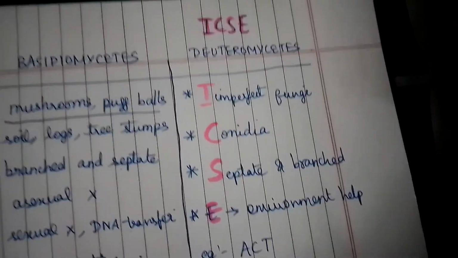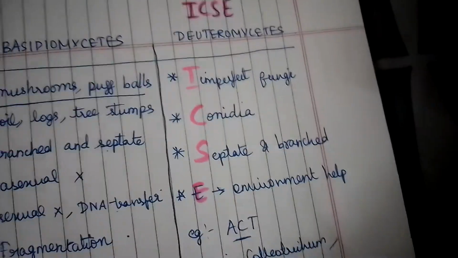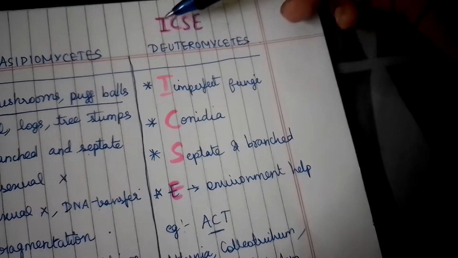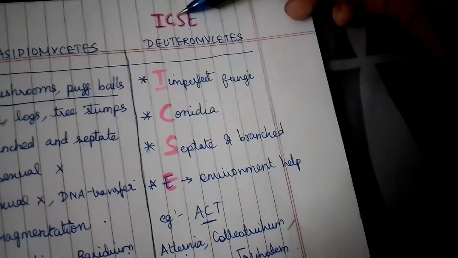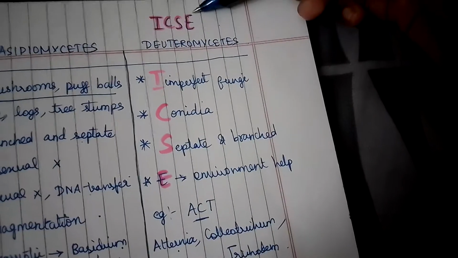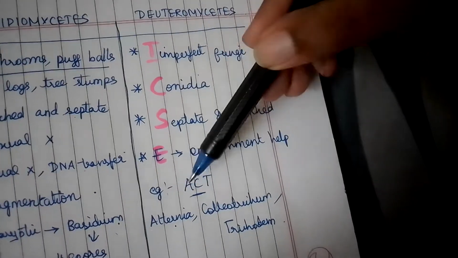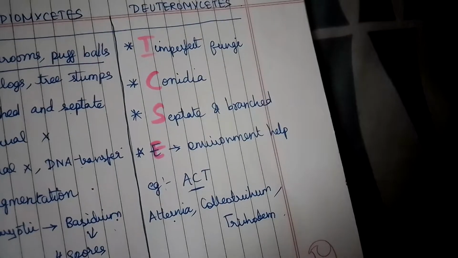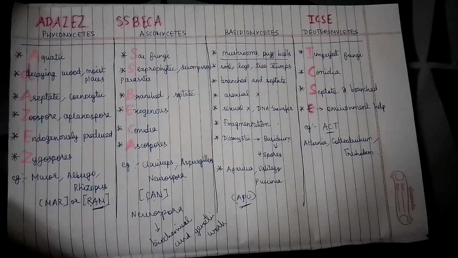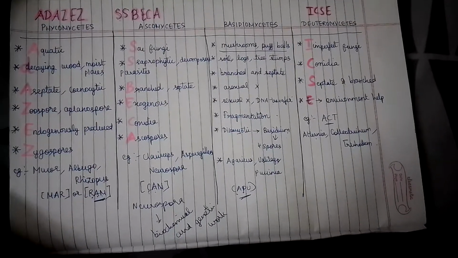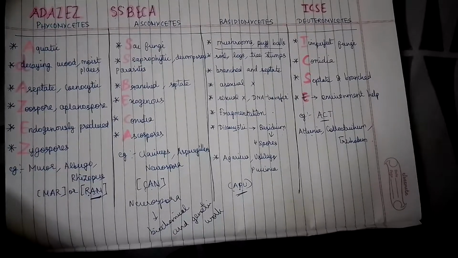Now Deuteromycetes, ICSC, imperfect fungi. I for imperfect, C is conidia, S is septate and branched, E is environmental help. Examples are ACT: Alternaria, Colletotrichum and Trichoderma. That's it guys. Now you are thorough with the fungi part. If you want to make a note of this, pause the video right here and quickly note it down. It would be very helpful for you.